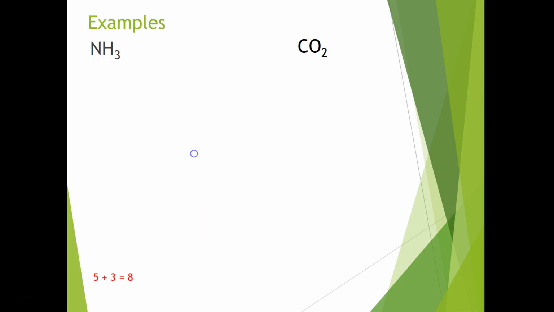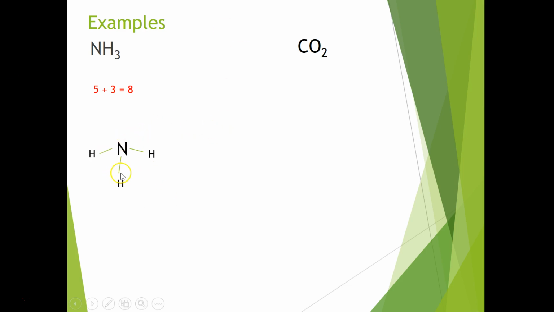So for ammonia, first thing we're going to do, add up the total number of valence electrons. There's 5 in nitrogen and 3 in hydrogen for a grand total of 8. We'll then arrange the atoms so that the most electronegative is in the center. Now with hydrogen, we know that hydrogen cannot be a central atom because it can only make one bond. Right? So then we can connect the atoms with single bonds and then distribute the remaining lone pairs.